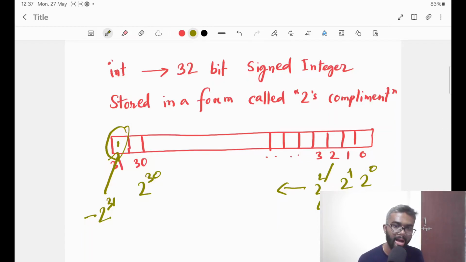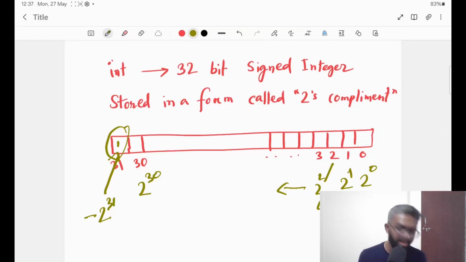So this is how the computer stores negative numbers as well as positive numbers in 2's complement form. If the last bit is 1, then the number is negative. And if the last bit is 0, then the overall number is positive.